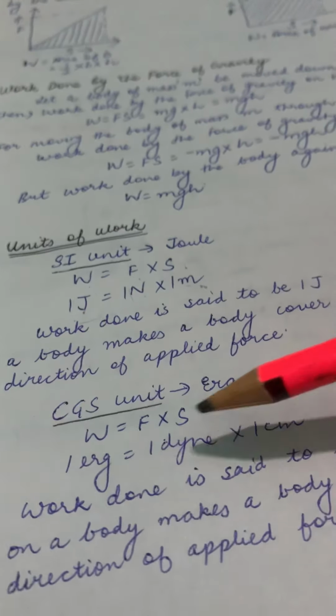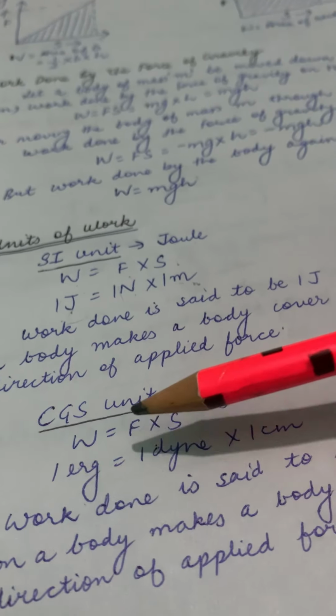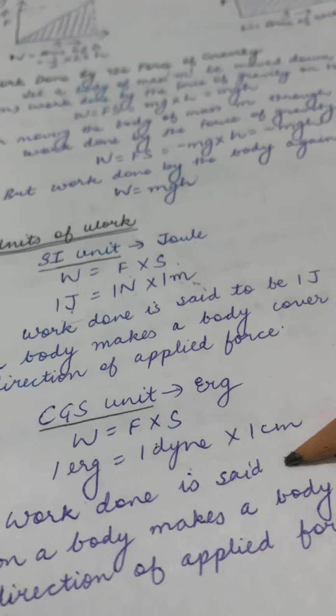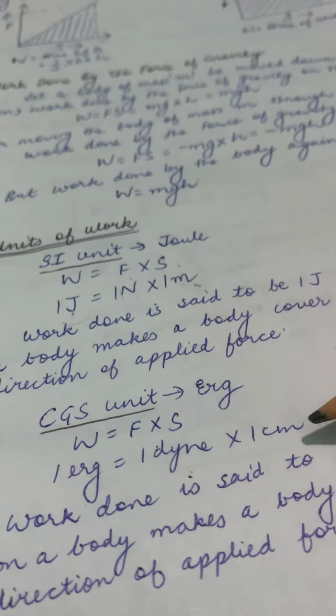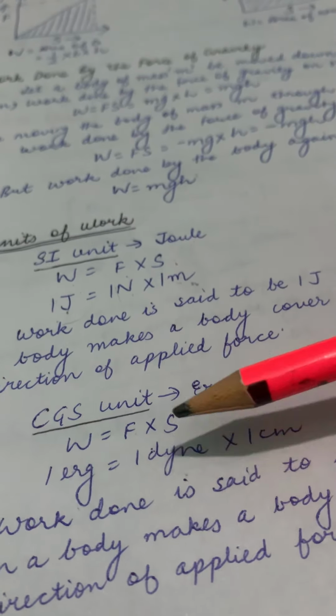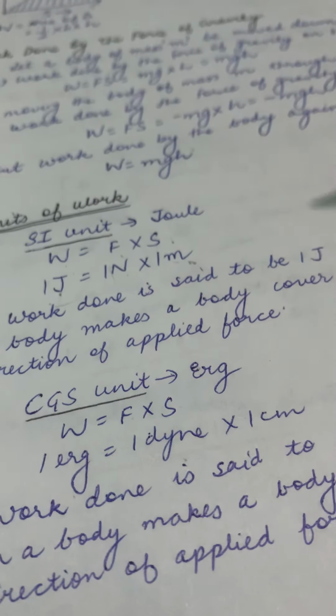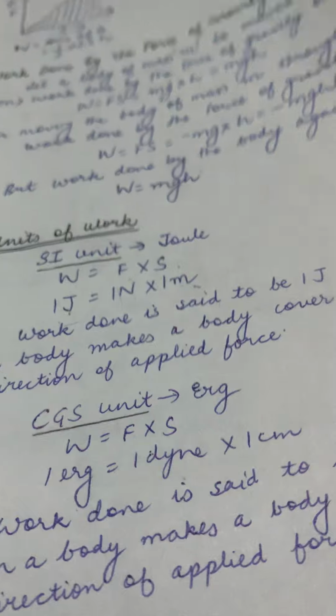CGS unit is erg. Again work is force into displacement. CGS unit of work is erg, CGS unit of force is dyne, and of displacement is centimeter. 1 erg means 1 dyne into 1 centimeter. Work done is said to be 1 erg when 1 dyne force applied on a body makes it cover a displacement of 1 centimeter in the direction of applied force.